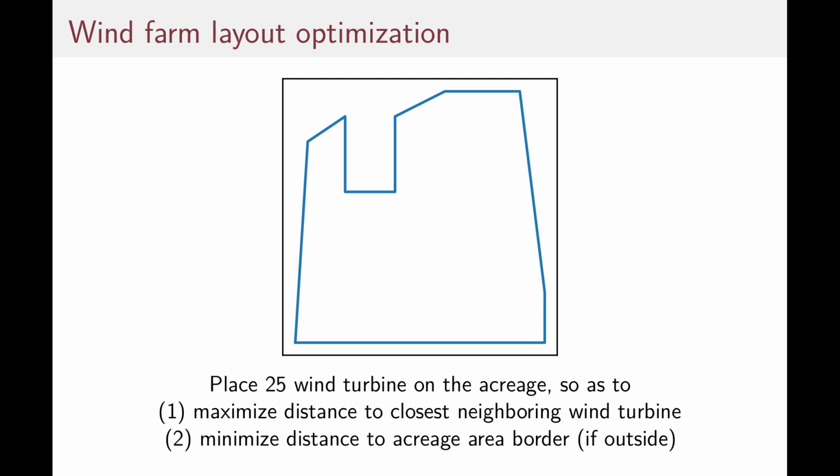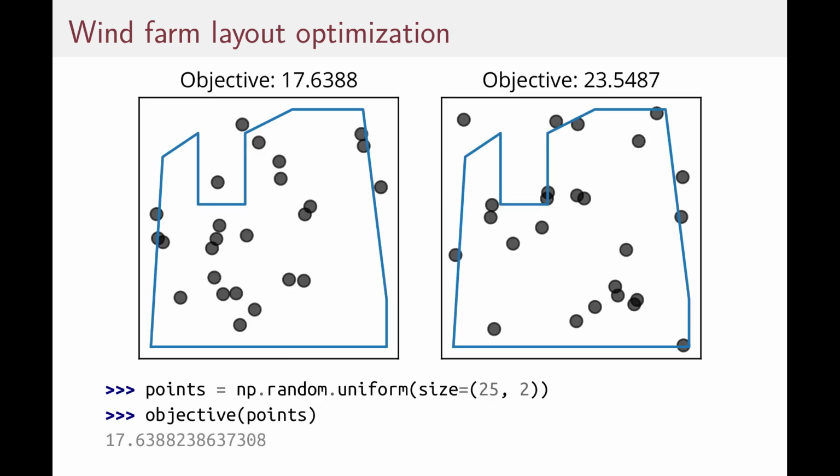And of course, this is a very simplified model. It ignores wind direction, and it ignores a lot of other things like the wake effect. That's how it causes turbulence in the wake of a wind turbine and all of that stuff. So it's very simplified. But if you write an objective function and you generate 25 random points in two-dimensional space, and you just plug those points into your objective, you get a number back. That gives us an idea.